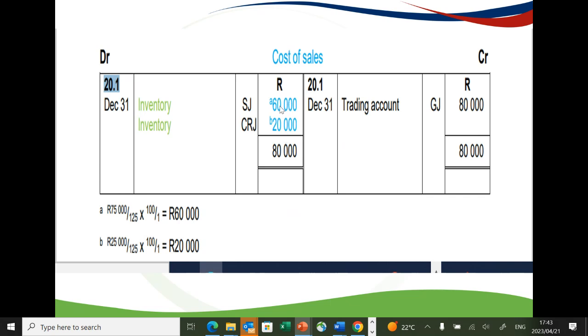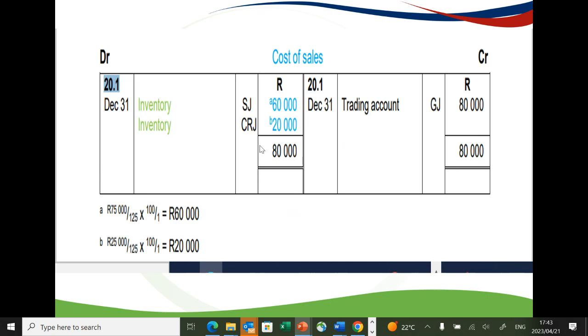So when you debited the cost of sales, what did you credit? You credited inventory. Already you can see that the debit side is more than the credit side. If you add 60 plus 20, you get 80,000. And then both sides must be equal. So both sides must be equal to 80.